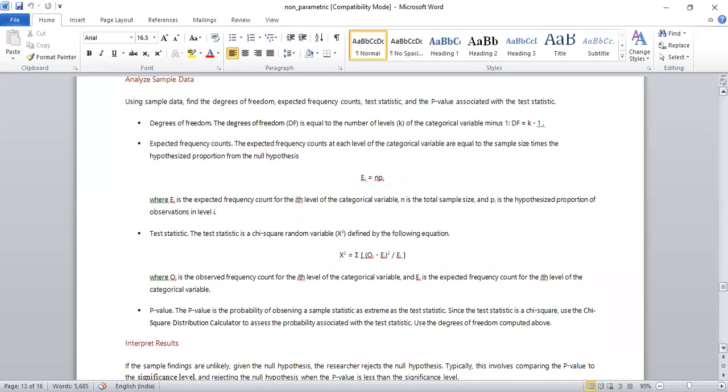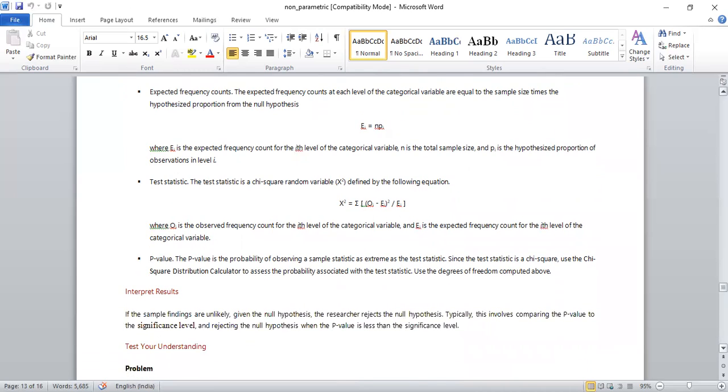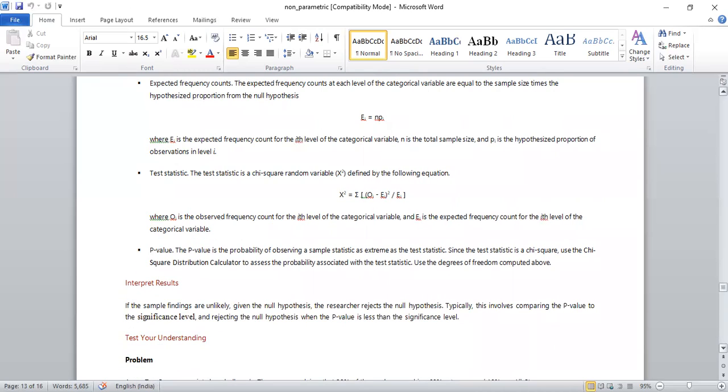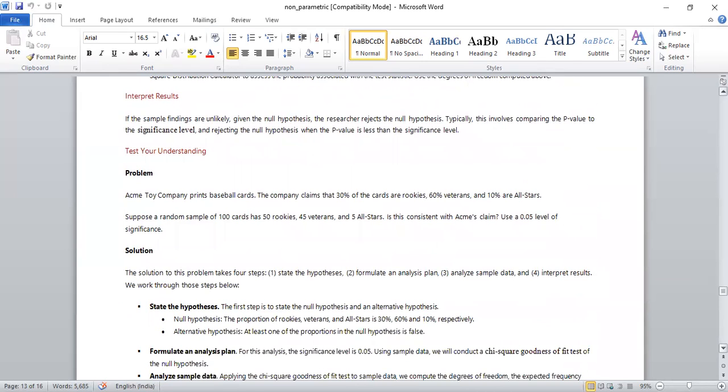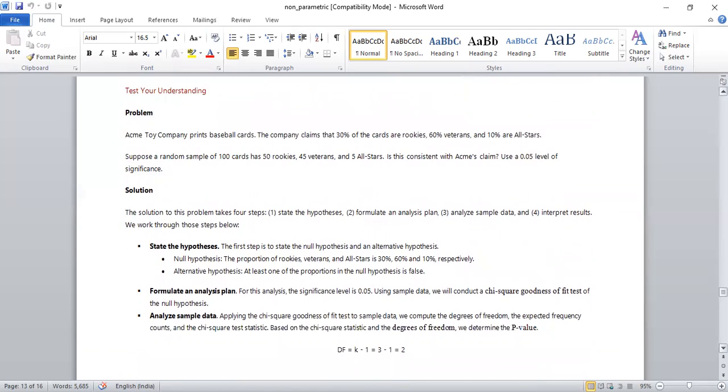Okay. So how can we interpret the results? If the sample findings are unlikely given the null hypothesis, the researcher rejects the null hypothesis. Typically, this involves comparing the p-value to the significance level and rejecting the null hypothesis when the p-value is less than the significance level. Okay. So test your understanding problem. There is a problem which you have to do.